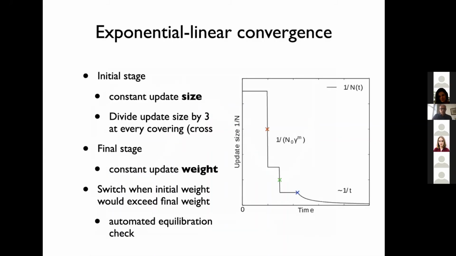Okay, so then I can explain how this exponential linear convergence works. What we do here is that we have two stages: an initial stage and a final stage. In the initial stage, we keep the update size constant. So this is actually inconsistent with the formula.